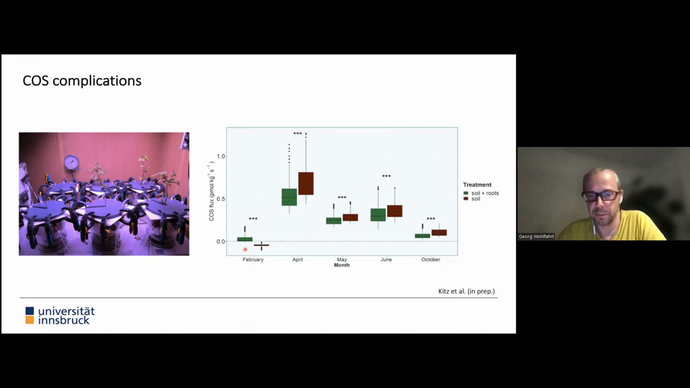Apart from measurements in February, when the beech had no leaves, what we can see is that all other times, whenever there are roots present in the soil, the COS emission is smaller compared to soil only. This means that either the presence of roots in a way inhibits the emission of COS, or there's actually an uptake of COS associated with roots, either directly by the roots or by the microorganisms that live in the rhizosphere.